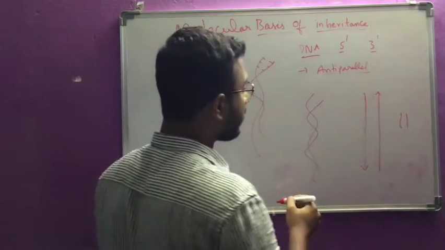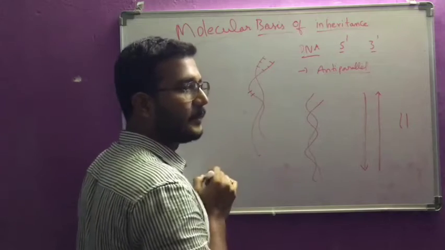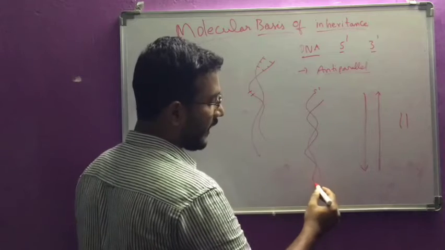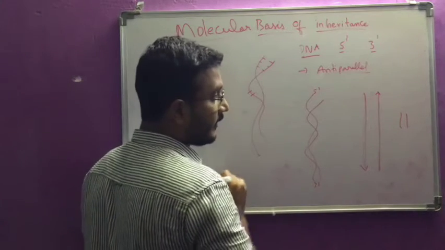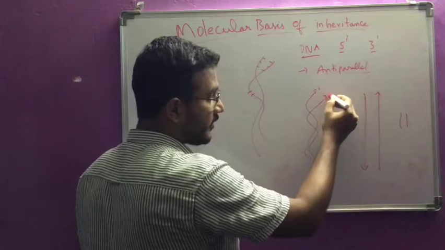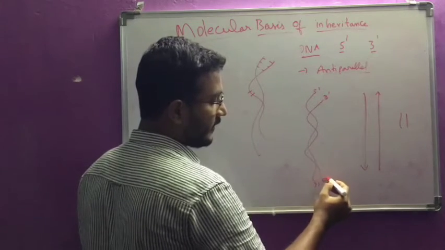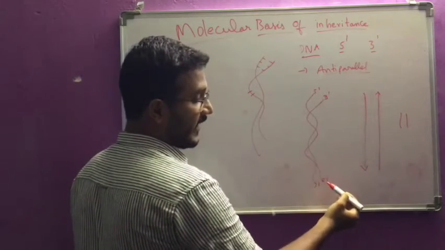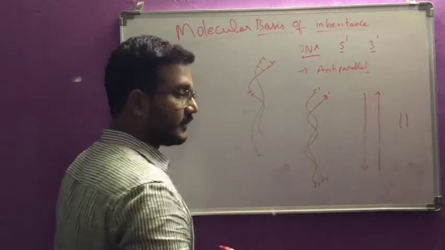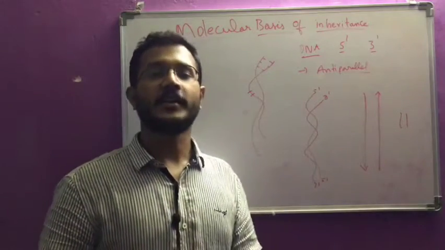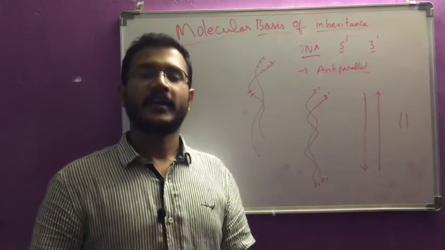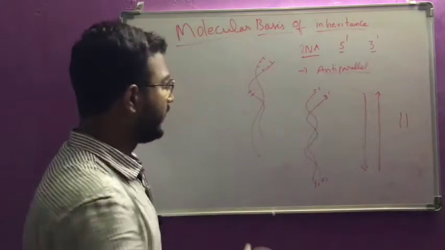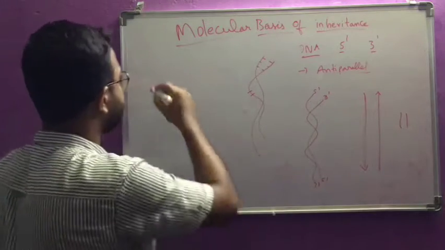So why are we saying the DNA is anti-parallel? It means if this strand starts with 5' and ends with 3', the opposite strand starts with 3' and ends with 5'. So here see, 5' to 3', and this strand, 3' to 5', like this. That's why the two strands are anti-parallel to each other, and that is the characteristic feature of DNA. And this is a right-handed helix.